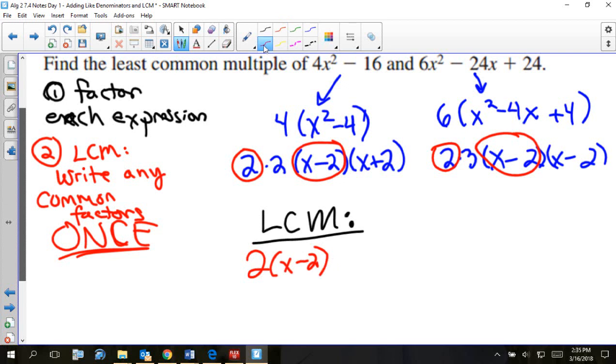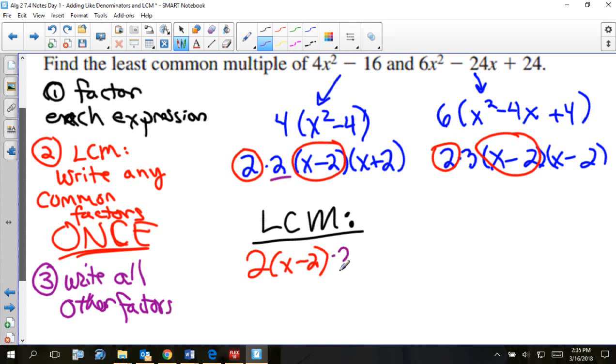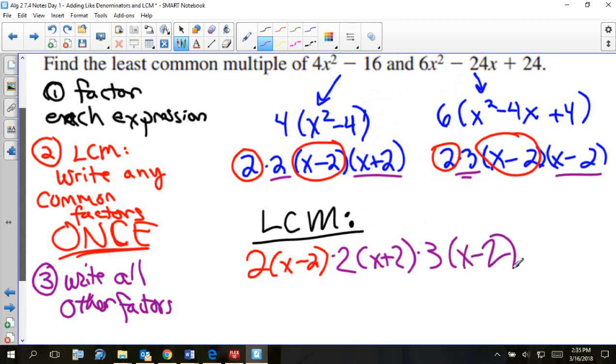So then what I do is step 3. Write all other factors. So everything left is not in common. You're going to write it all. So I like to mark them as I go so I don't miss any. So 2, and then x plus 2, and then 3, and then x minus 2. So I went through and I marked all of the ones that were not in common. And I moved them down to the LCM.